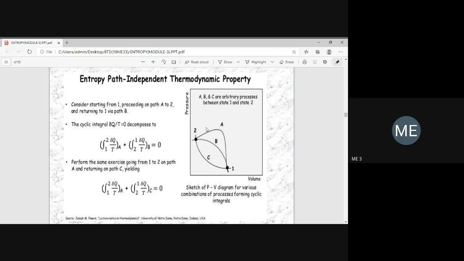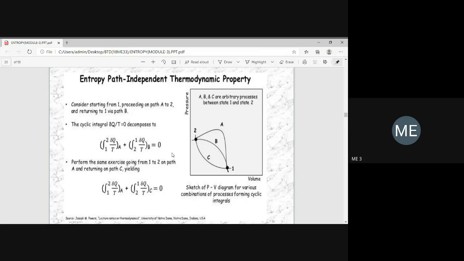Consider starting from point 1, proceeding on path A to 2. First you draw the diagram. In this diagram, we are taking two paths from 1 to 2, A and B, and from 2 to 1 by following the path C. According to Clausius theorem, cyclic integral of dq by T equals 0. So we write the equation as integration of dq by T between the limits 1 to 2 for the path A, plus integration of dq by T for the path 2 to 1 for the path B equals 0.